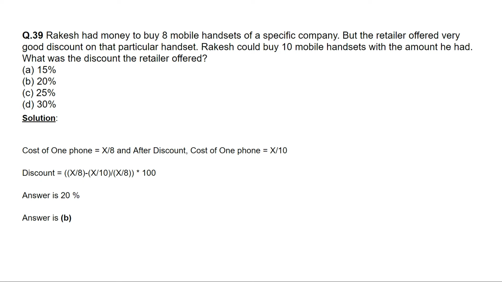Okay, so in this question, Rakesh has to buy eight mobile handsets. He has some money for that. He has to buy eight mobile handsets, but when he went to the store, he found there is some discount, and with the same amount of money, he can buy 10 mobile handsets.